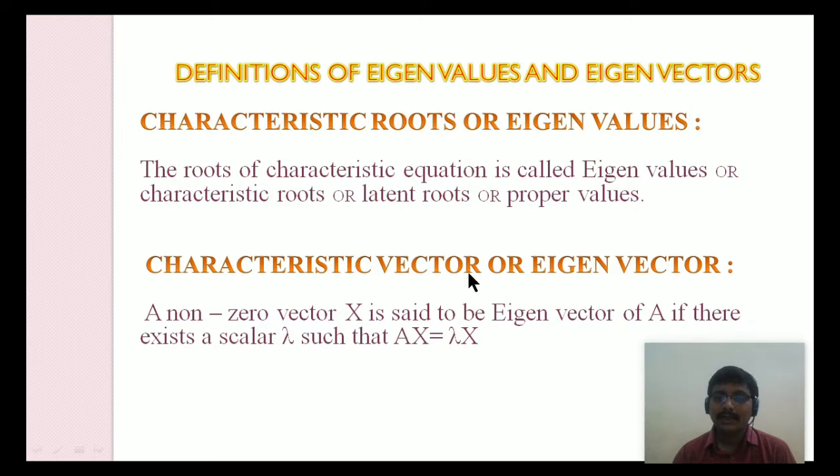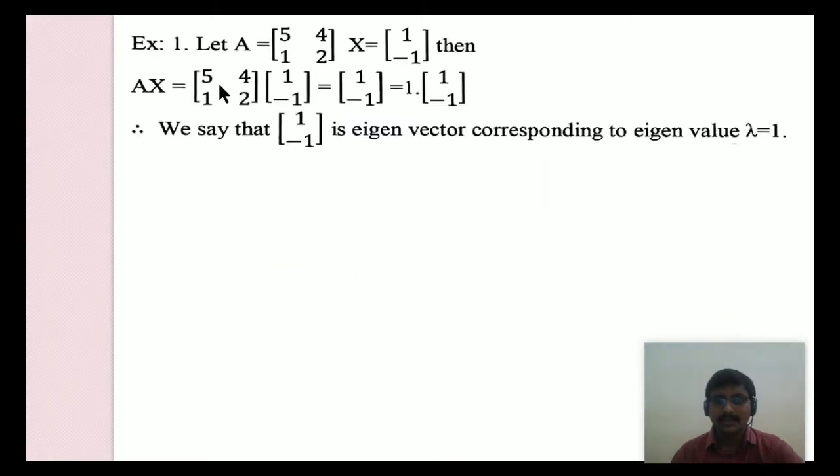Now characteristic vector or eigenvector. A non-zero vector x is said to be an eigenvector of A if there exists a scalar lambda such that Ax equal to lambda x. So if there exists a lambda satisfying the equation Ax equal to lambda x, then x is called an eigenvector. Let us see an example.